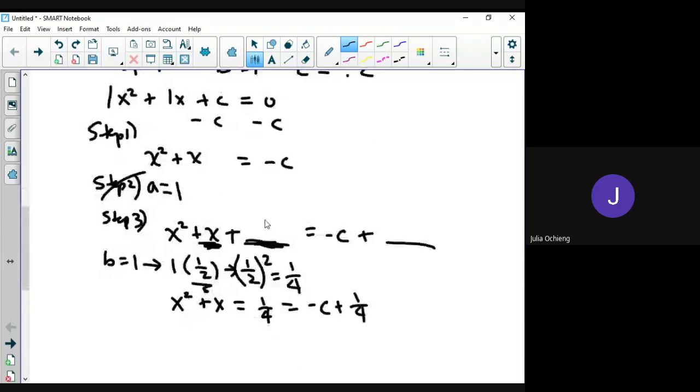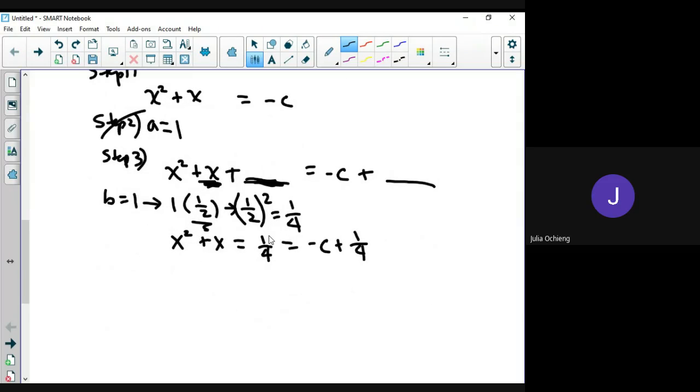All right, step 4 is to factor the left-hand side. So that's this side right here. So see if you can factor that. You can always pause the video.